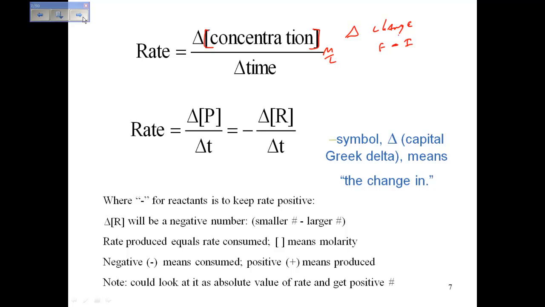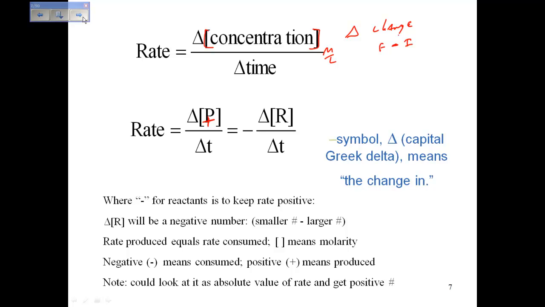We can put this in terms of products or reactants. So if we do it in terms of products, it'd be change in concentration of P divided by your change in time, t. Notice there's no sign there, because if you're talking about products, you're increasing by forming products, so your final concentration of products will be larger than your initial concentration of products. So therefore, it will be a positive value, which will give you a positive rate. By definition, not a problem.